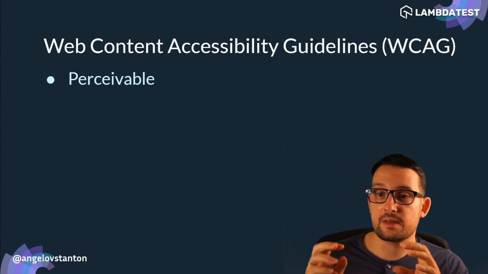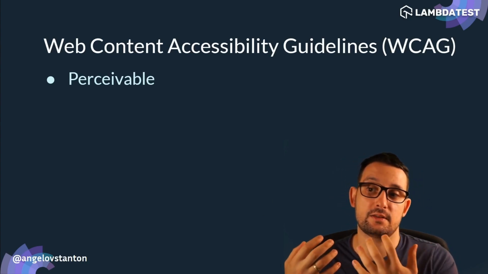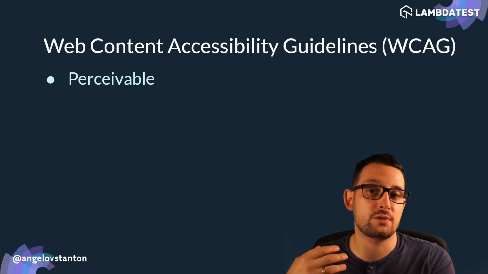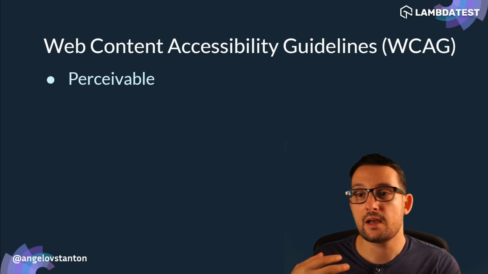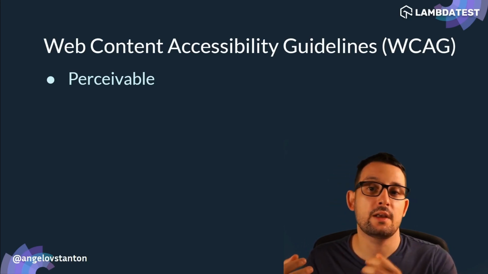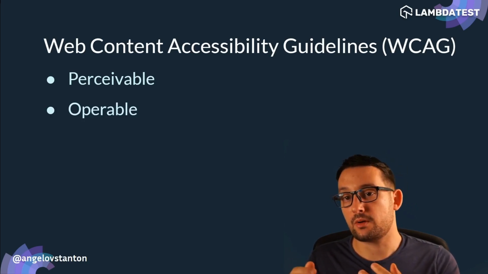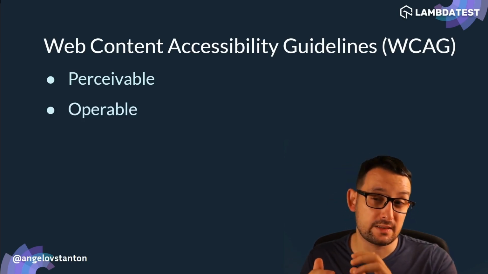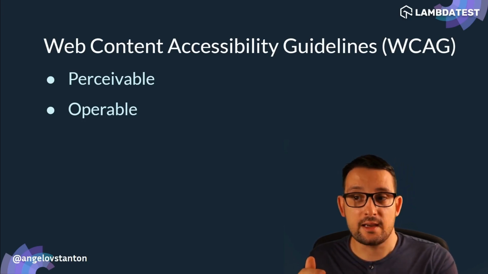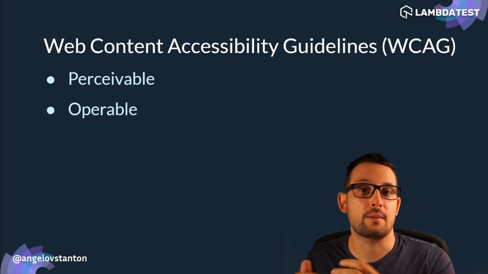Perceivable. Content must be presented in ways that users can perceive through their senses. For example, visual content should have descriptions for screen reader users, and auditory content should have transcripts for those with hearing impairments. Operable. All functions must be accessible to users with different input methods, like keyboards or voice commands, rather than relying solely on a mouse.